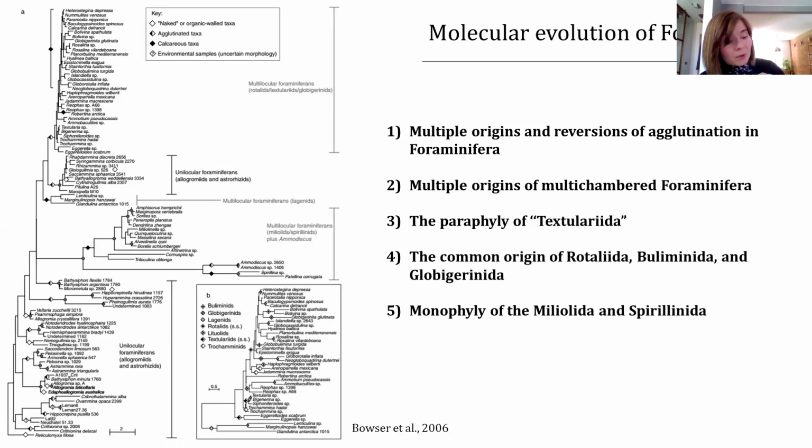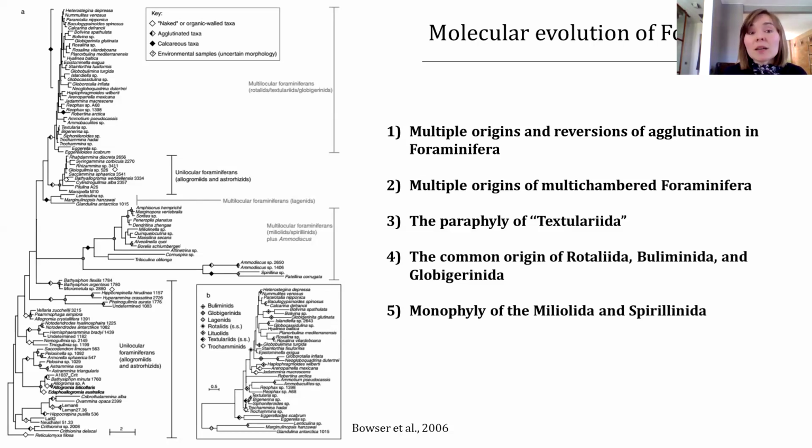Another thing is the common origin of rotaliids, buliminids, and globigerinids. So probably there's no evidence to separate these groups. They probably have a common origin. And another thing, also observed in previous studies, is that milioliths and spirillinids evolved independently. They very often also branch together in the phylogenetic trees.